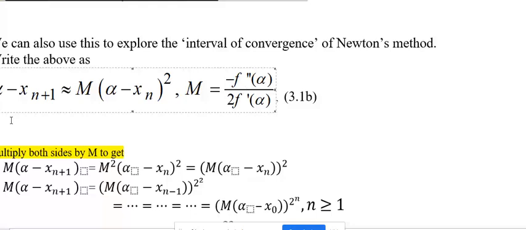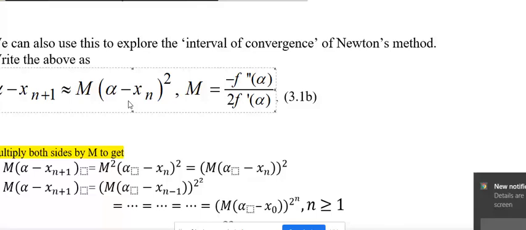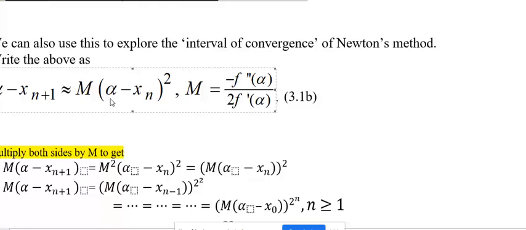Okay. So alpha minus xn means the error at iteration number n. I repeat, alpha minus xn means the error at iteration number n. Alpha is the exact solution, xn the approximate. The difference is the error.